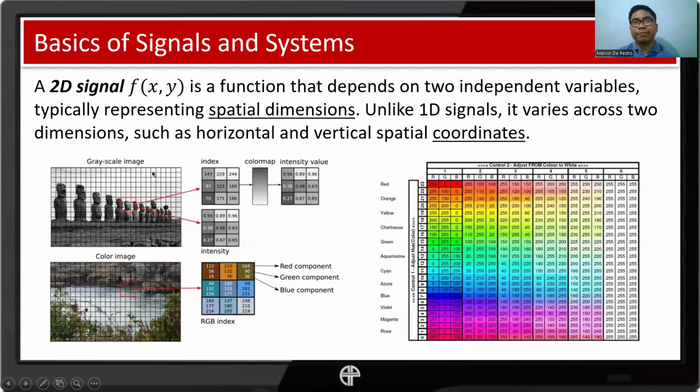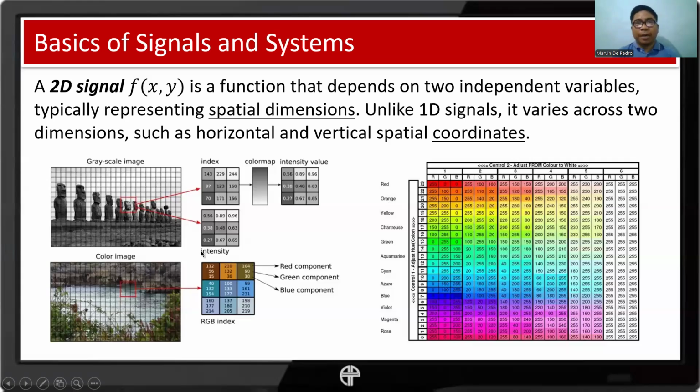Let's say 0,0, 0,1, 0,2, 0,3, and then 1,0, 1,1, 1,2, and so on. So that's an example of assigning IDs for a two-dimensional signal. But of course, it differs across different techniques. Unlike 1D signals, a 2D signal varies across two dimensions, such as horizontal and vertical spatial coordinates.